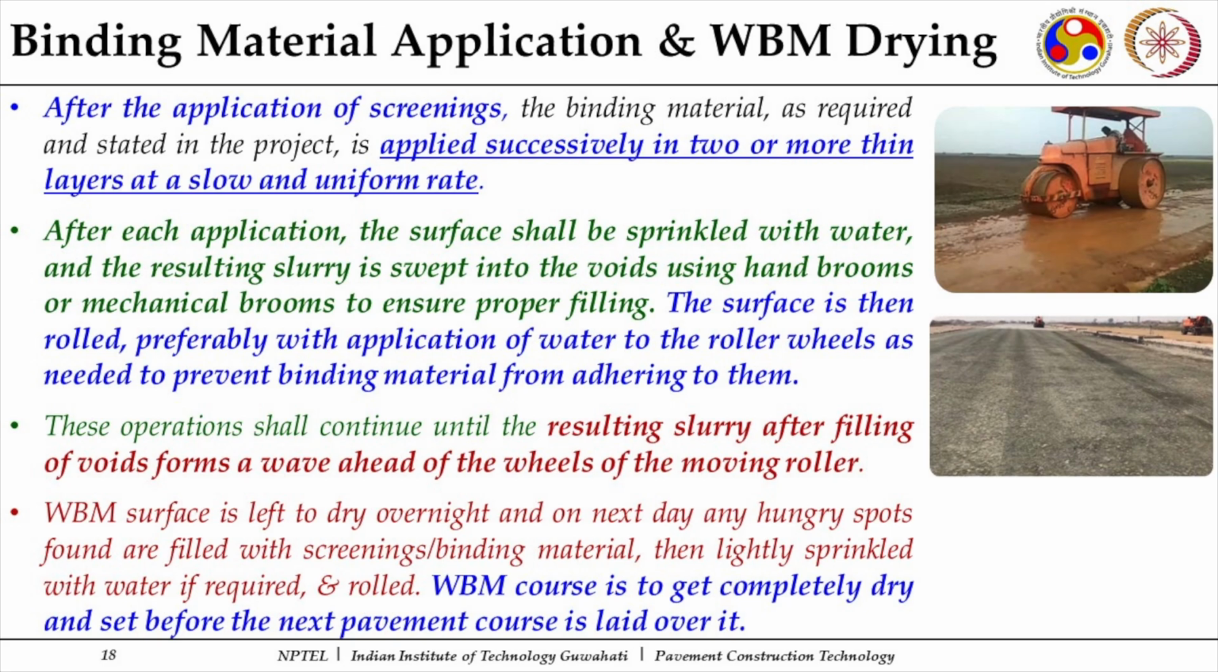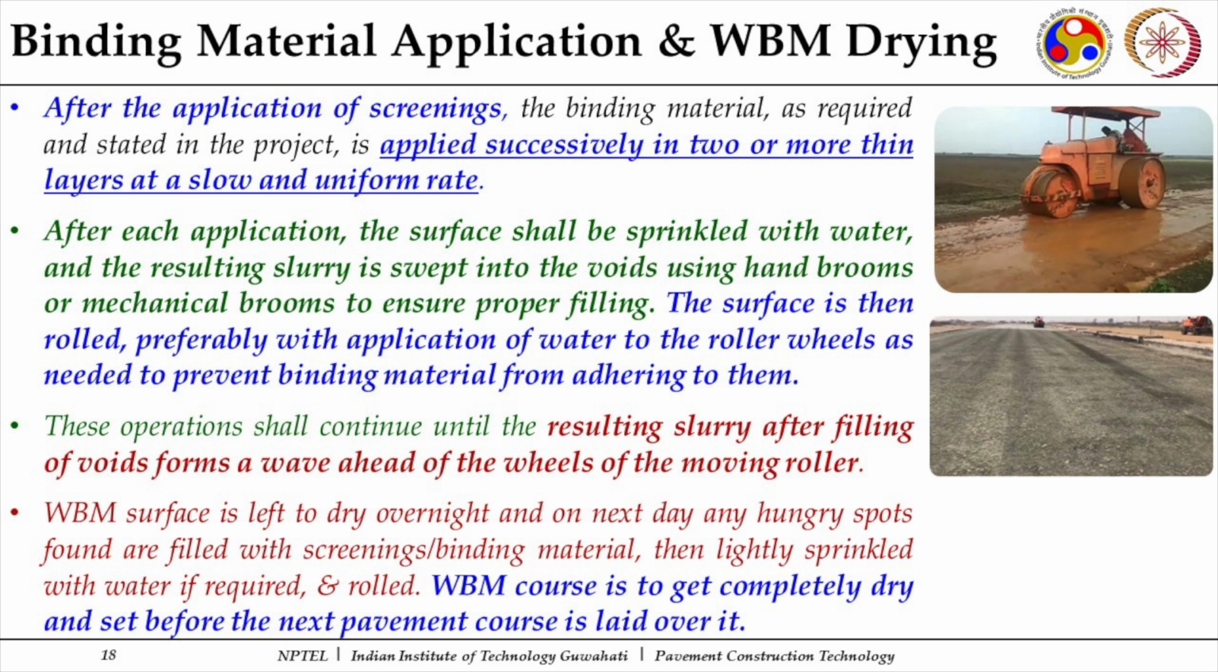The surface is then rolled, preferably with the application of water, and when this is done, the slurry sticks to the roller drums also. So, we put some water, but judiciously, or we use wet jute cloths, or we sprinkle water, but that should not be in high quantities, otherwise the excess water will create a problem for the ongoing layer, as well as may damage the underlying layers also. So, some application of water is required specifically to clean these drums, roller wheels as needed to prevent binding material from adhering to them.